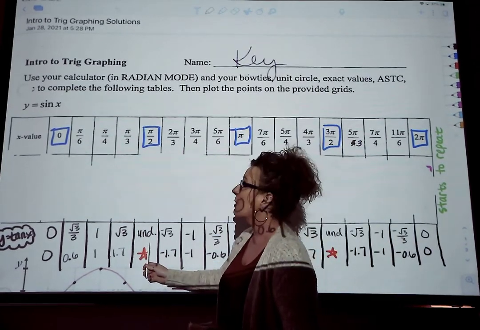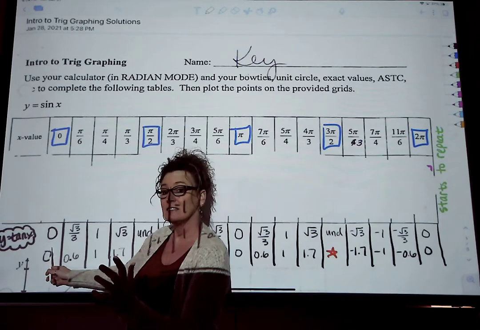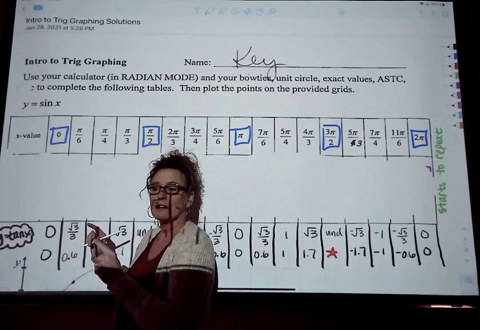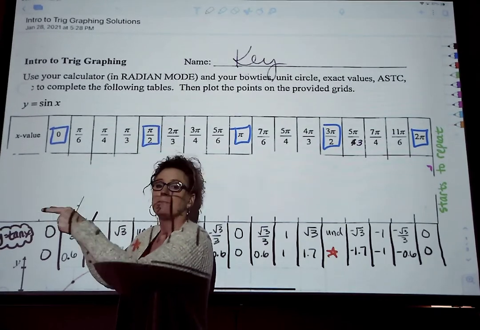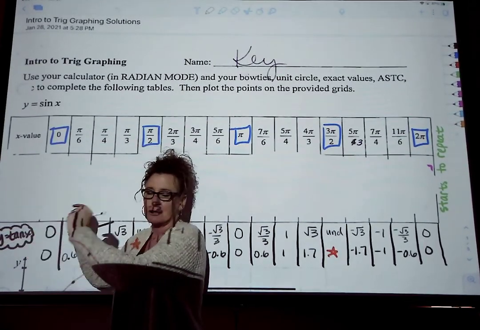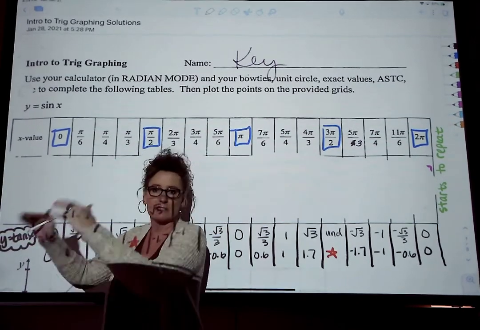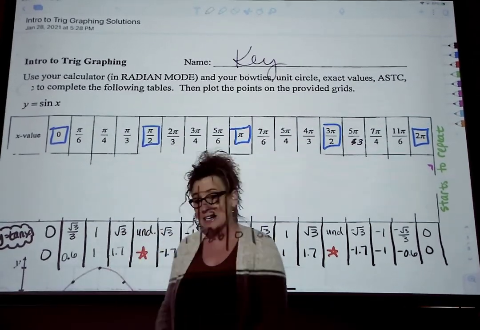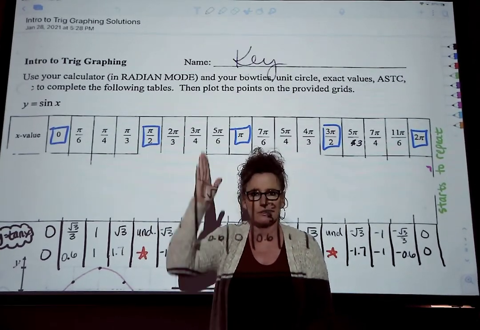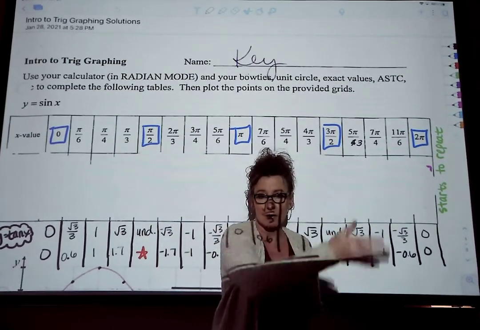It blows up at pi over 2. It's fine at 0. Back up. Where's it going to blow up that way? Negative pi over 2. Negative 3 pi over 2. Negative 5 pi over 2. And so on and so on. So on a tangent graph, you're going to see a whole bunch of asymptotes. Blows up, blows up, blows up, blows up.